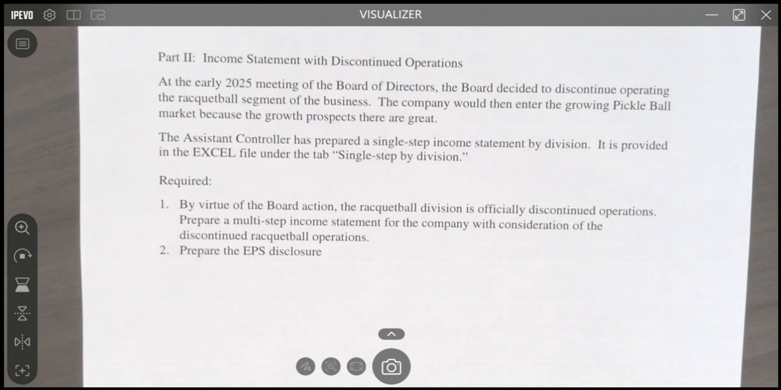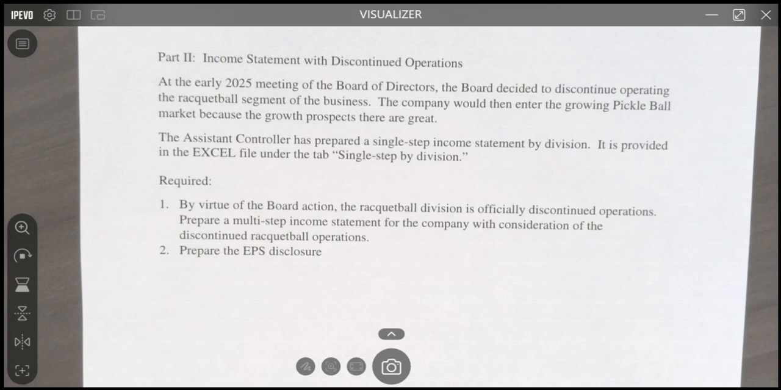Hi, welcome to a video where we're going to demonstrate the financial reporting of discontinued operations on the income statement. Here's the case. At the early 2025 meeting of the board of directors, let's say this is January 3, right after the end of the year, so we haven't issued the financial statements yet.